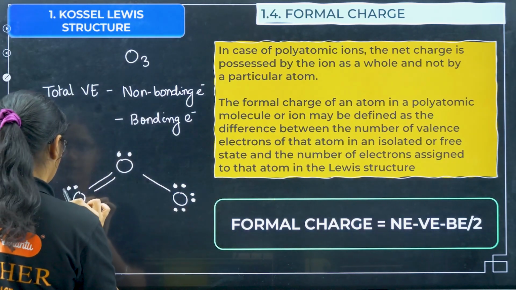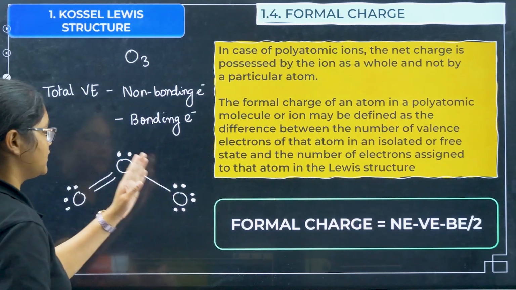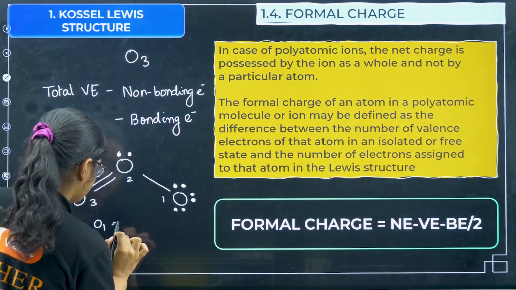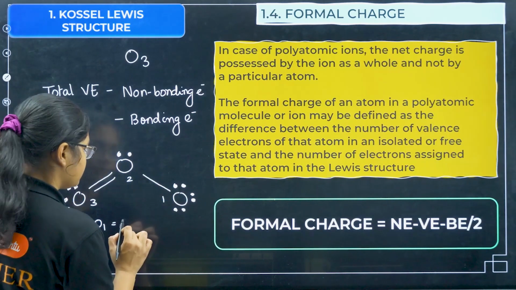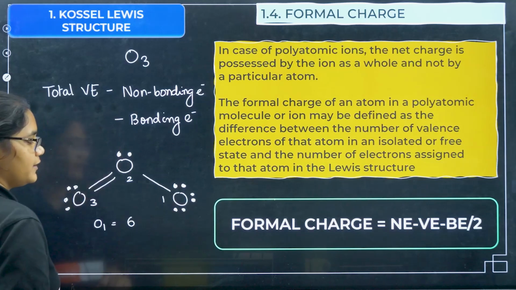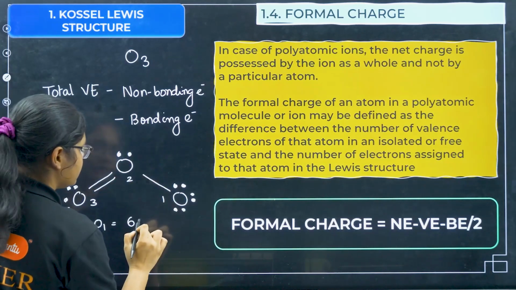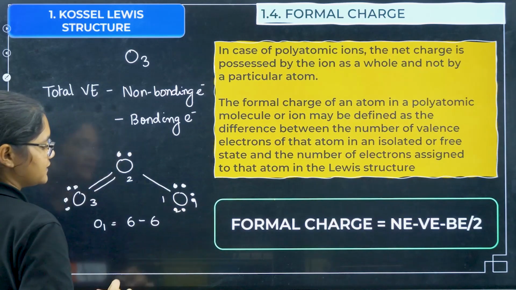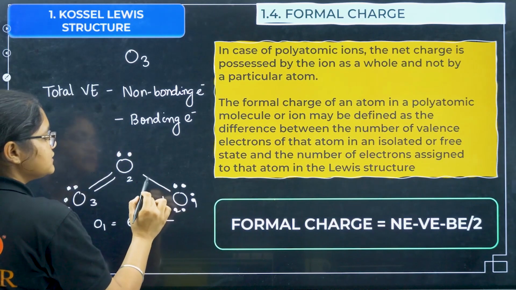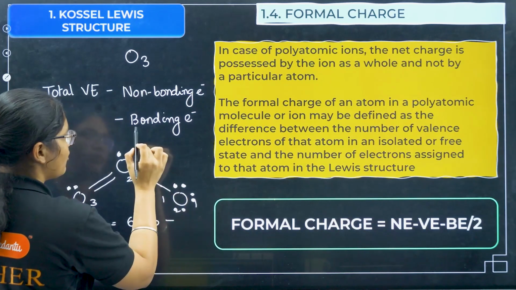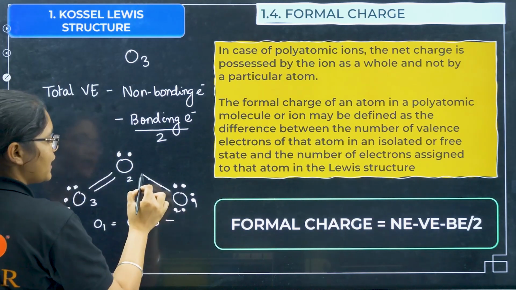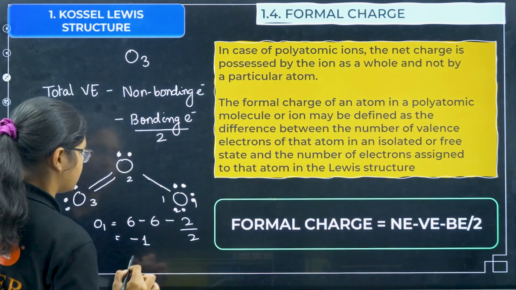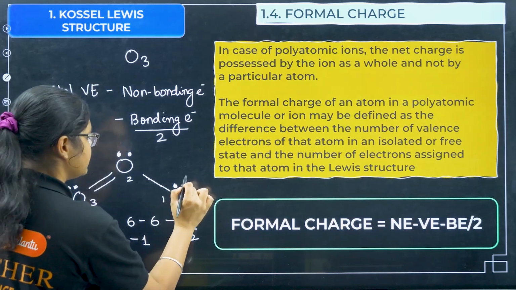Now we will calculate the formal charge of each of these oxygens. This is O1, O2 and O3. Now if I see O1, total valence electrons is how much? Total valence electrons is 6, minus non-bonding electrons. How much do I have? 1 2 3 4 5 6. Non-bonding electrons is 6, minus bonding electrons divided by 2. I have 2 bonding electrons divided by 2, so I will get the charge as minus 1.